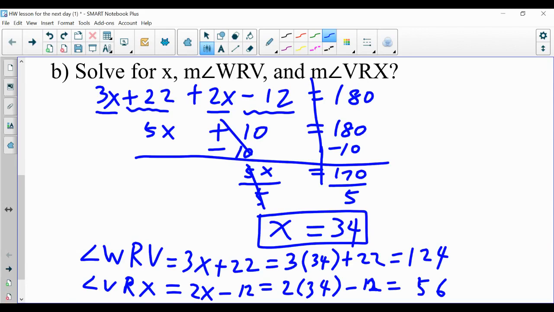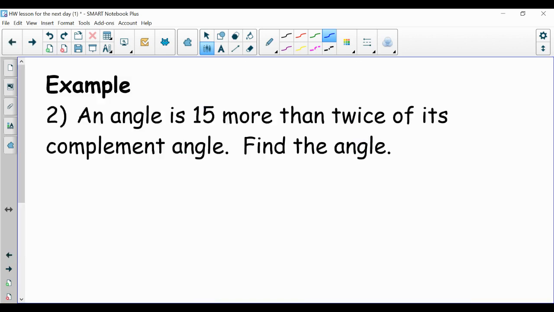The answer is no, we're still not done. We're missing something: the unit. It says measure, M, that means measure. So we're missing the measure. Well, how do you measure an angle? Degree. So just put a little circle on the top right corner. That means degree. Okay, so now you can box up the answer. That's it. We have number 2.